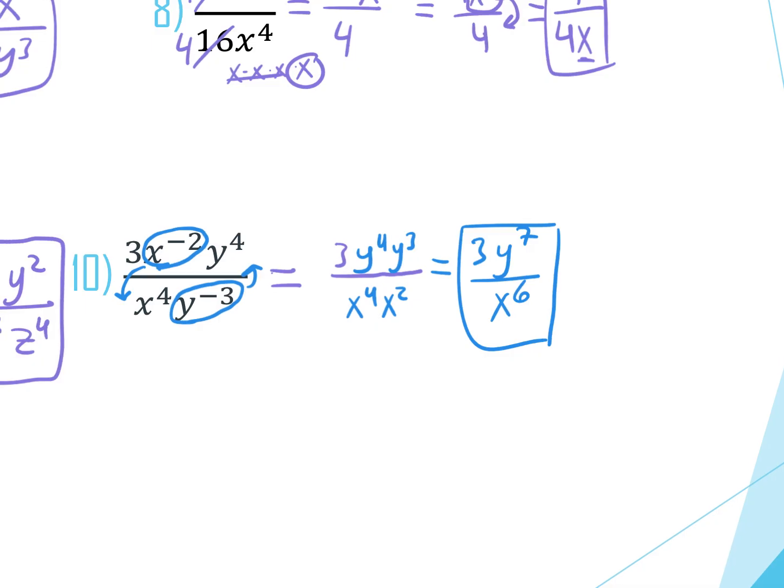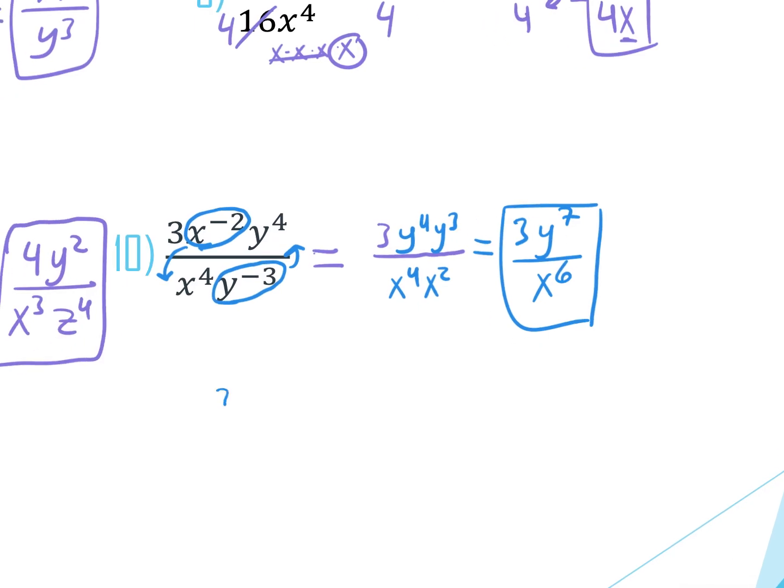All right. If you chose to do your division rule, you still would get the same answer, right? Let's say I did 3x to the -2 minus 4, right? Maybe you know that when you divide, you subtract the exponents, right? And I did y to the 4 minus -3. That becomes a big plus. Then what you get is 3x to the -6, y to the 7th.